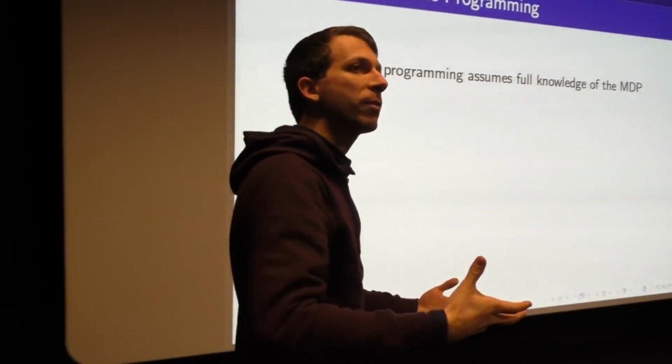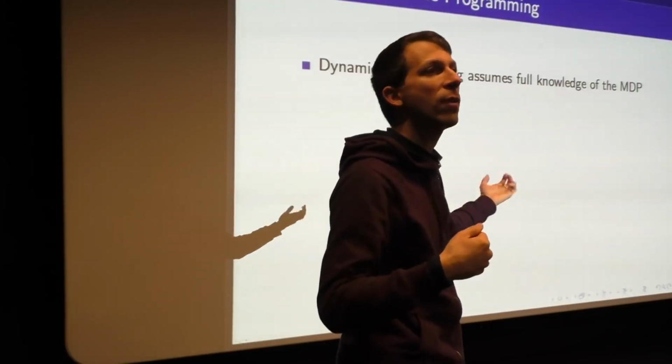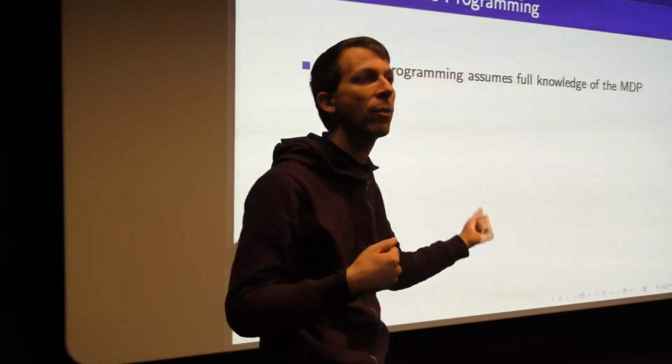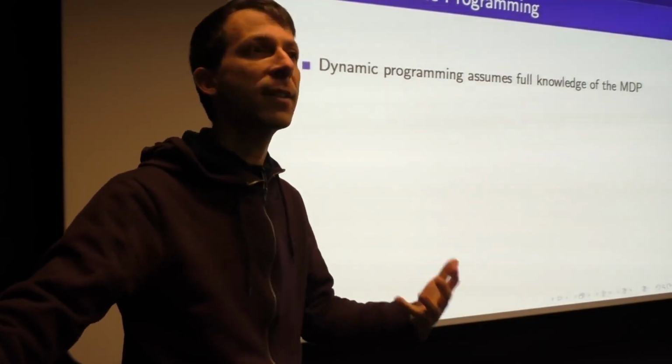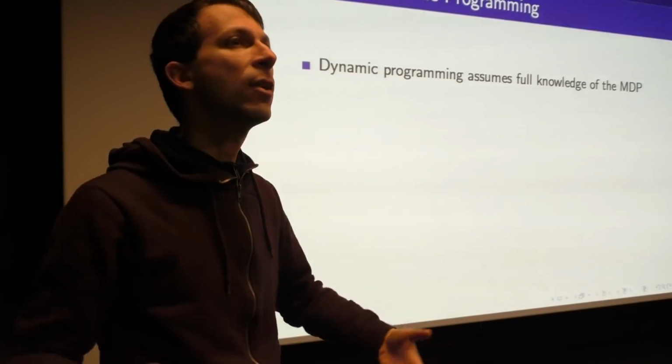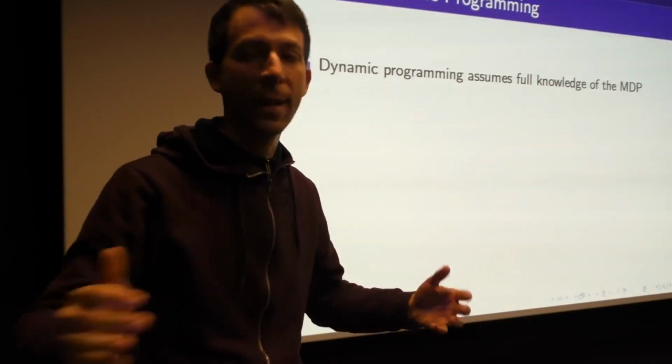It's not the full reinforcement learning problem. It's a different problem where someone tells us the structure of the MDP. Someone tells us the dynamics and the reward for that MDP, and now we want to solve that MDP given full perfect knowledge of how the environment works. It's not the full reinforcement learning problem, so we're not going to address that today. We're just going to address the planning problem.